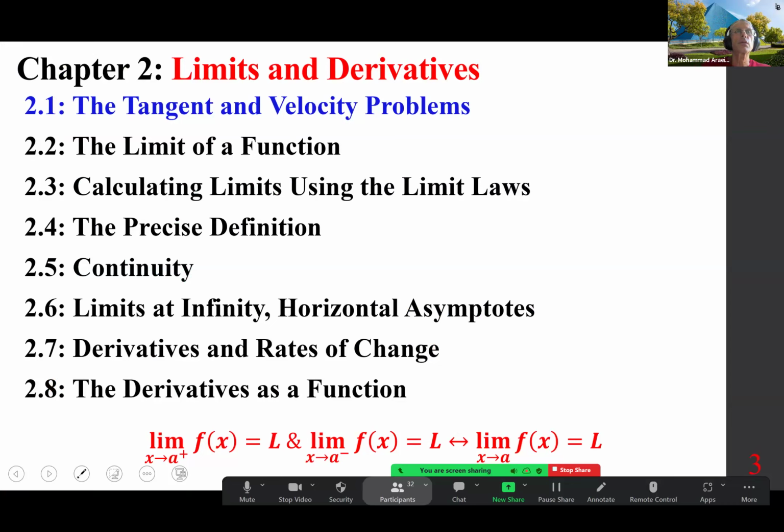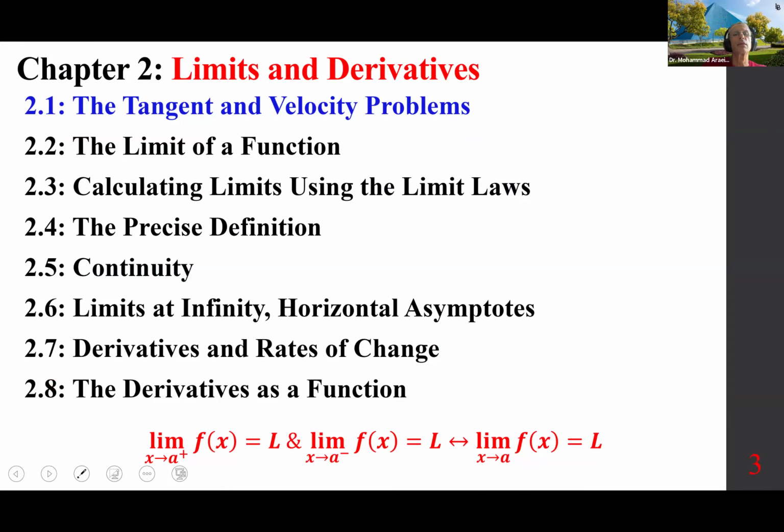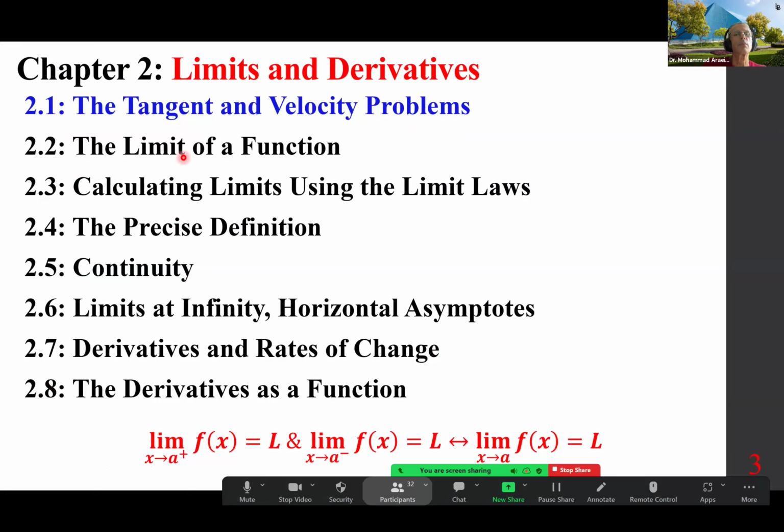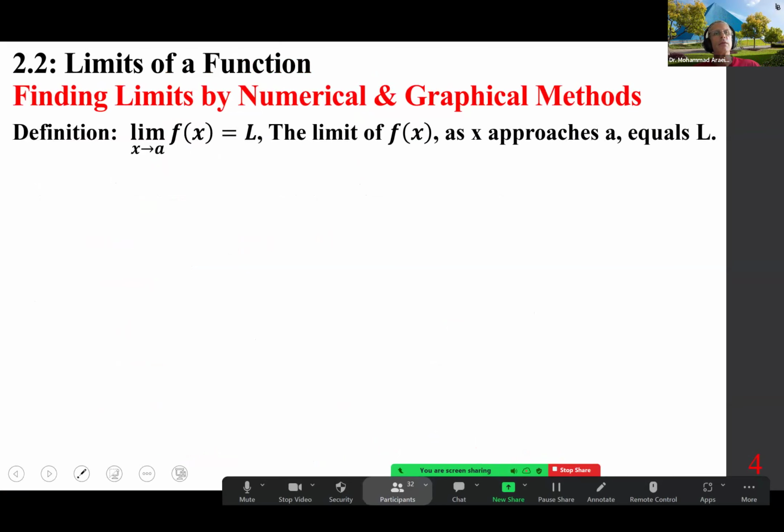So here's the synopsis of the chapter: the tangent and velocity problems, the limit of a function, calculating limits using the limit laws, the precise definition, continuity, limits at infinity, horizontal asymptote, derivatives and rates of change, and the derivative as a function. So let us get started here.